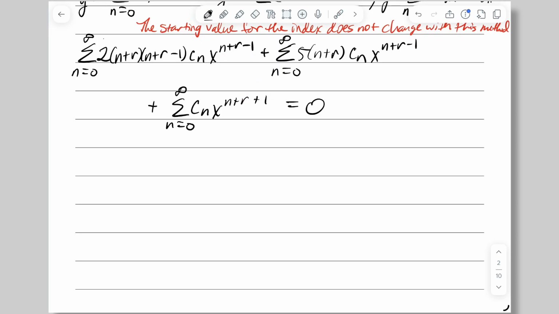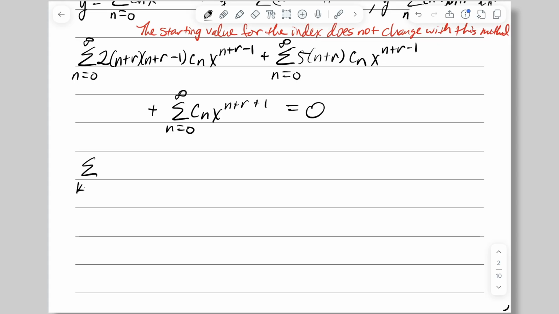I noticed that the first two sigma expressions start at n equals 0, and they both have x to the n plus r minus 1. So we can actually go ahead and combine those right now. So I'm going to do that. So we've got the sum as k goes from 0 to infinity, and from the first sigma expression, we're going to have 2 times k plus r times k plus r minus 1. And from the second sigma expression, we're going to pick up a 5 times k plus r.